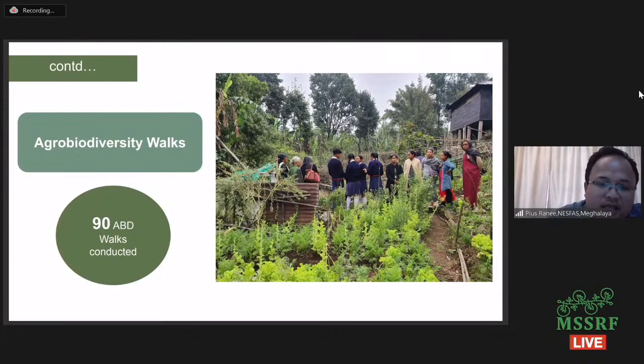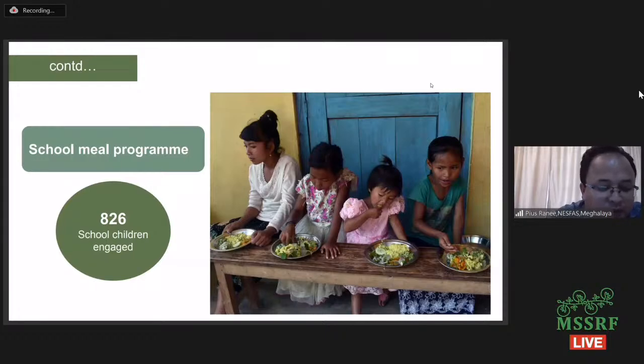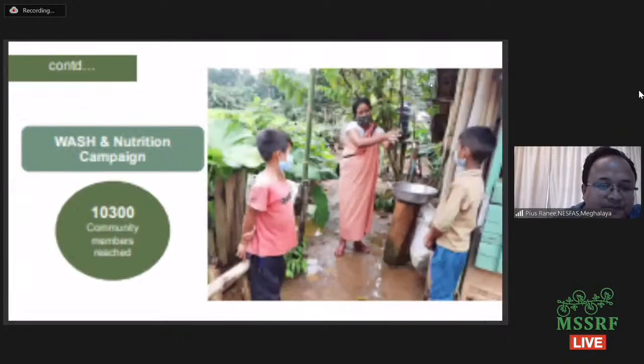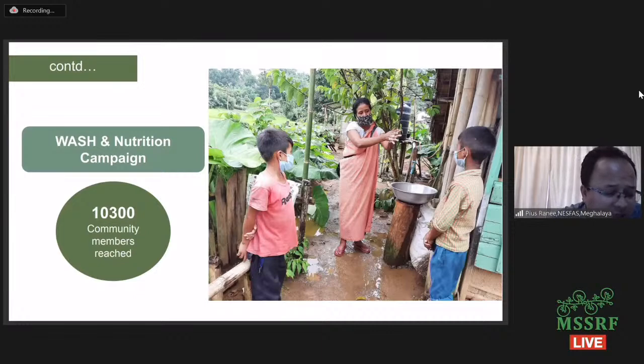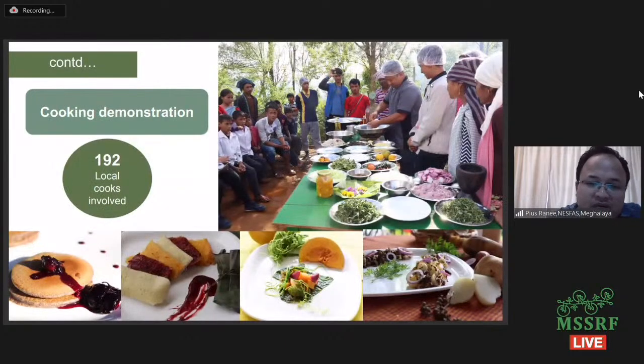We all know that in India we have a big program called the Mid-Day Meal program. To further strengthen this initiative, we have been supporting the schools in the inclusion of different local food with the help of a professional chef. One of the unique initiatives that we are doing here is the inclusion of wild edible plants in this program, which has become really important for the community. Besides that, we have been doing a lot of WASH and nutritional campaigns. This has really helped, especially during the COVID-19 pandemic, and has become a very important program for us. We are doing a lot of work with young people.